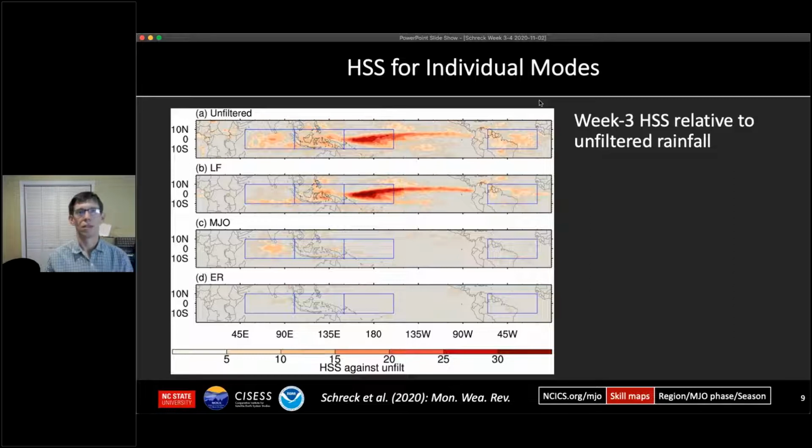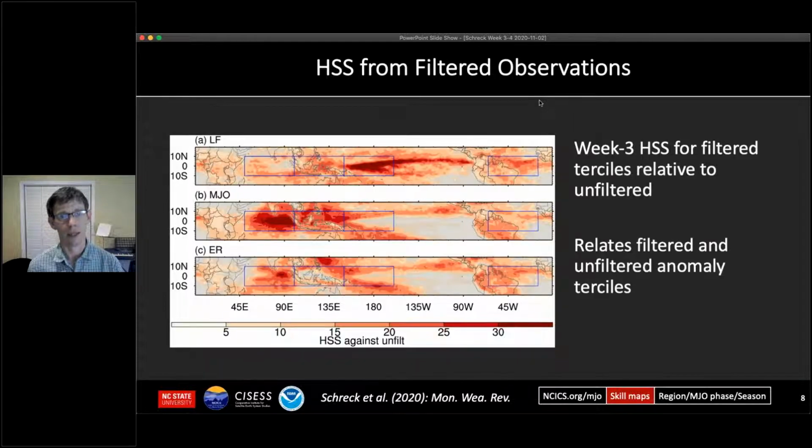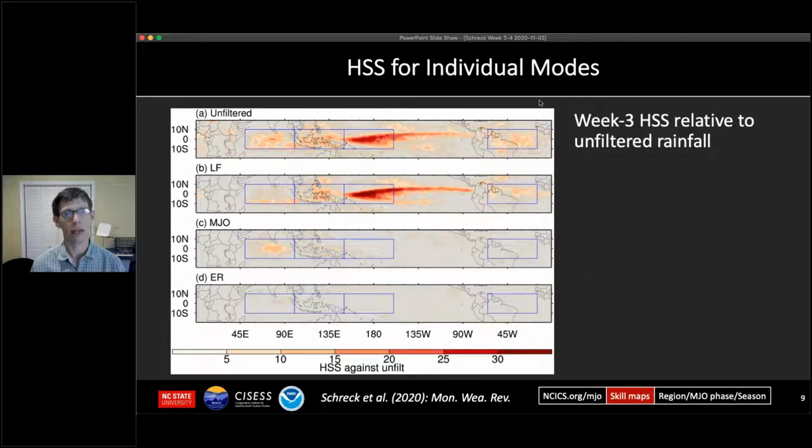So now this is the same thing, but for the actual CFS forecasts. And so on the top row, that's just the raw, unfiltered anomalies from the CFS after doing the bias correction. And you can see that it looks a fair bit like the second row, which is the low frequency filter of the combined observations and CFS. And in fact, in the equatorial Western Pacific, the low frequency has more skill than the unfiltered.